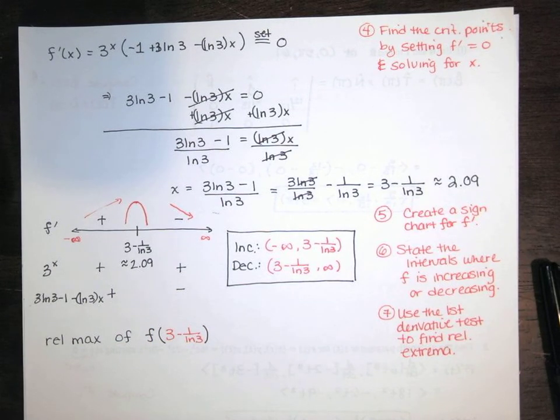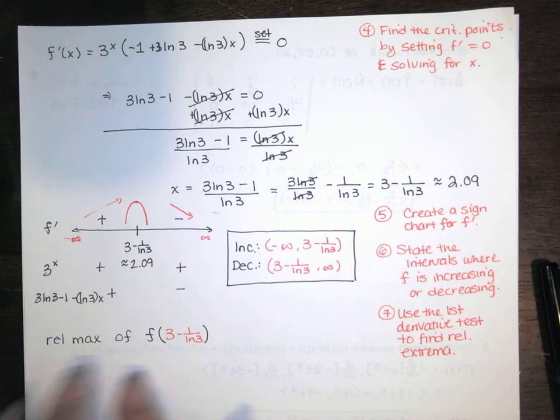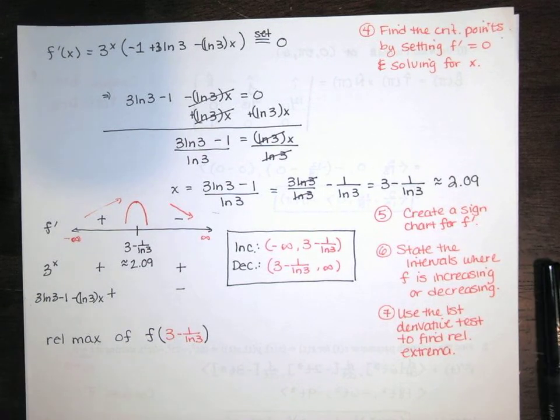If somebody gave you a height function, they said, this is the height of a ball as a function of time. And I asked you, what's the maximum height? You wouldn't tell me the time and the maximum height. You definitely wouldn't tell me the time. You'd tell me the height. So the maximum value of the function is actually the y value.